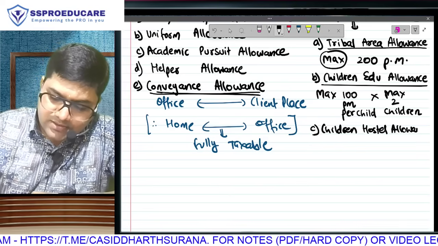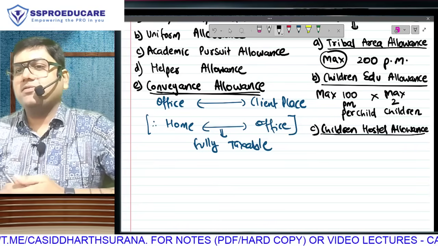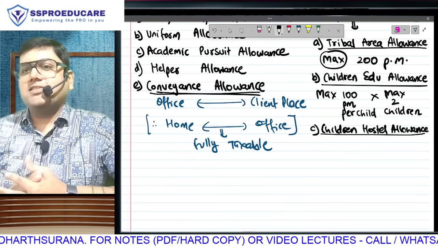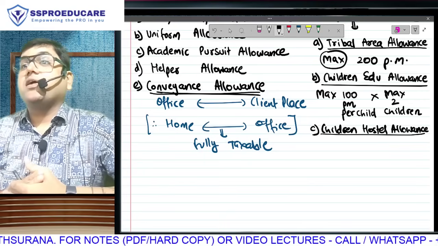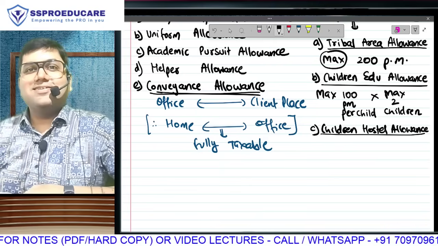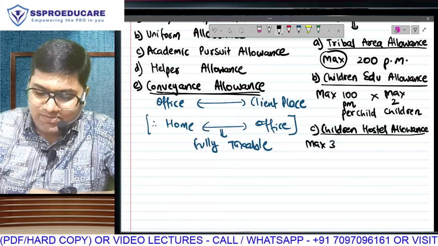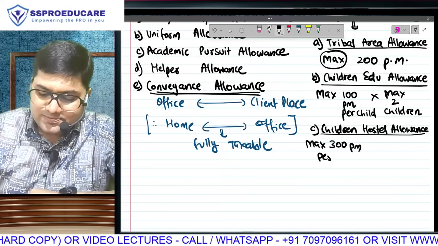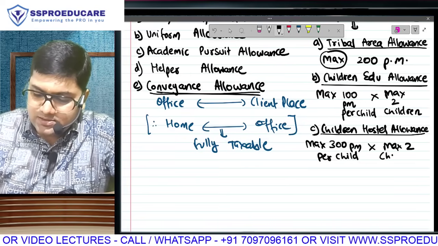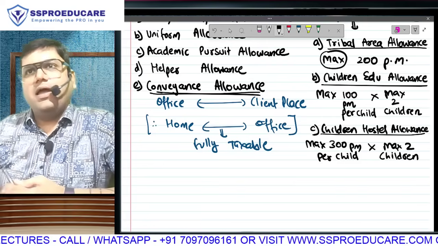Children hostel allowance. Palak, beta, you tell me. Why is this being paid to employees? So that children can go to hostel. An employee can focus on work. Vishwaraj will focus on it, but normal employees focus on work. So here the exemption is maximum 300 rupees per month per child. And of course, to control Vishwaraj, maximum 2 children.